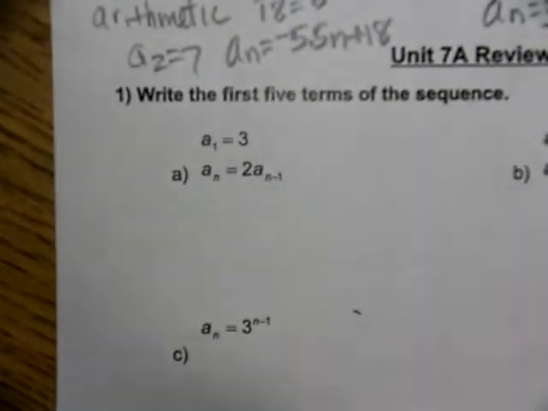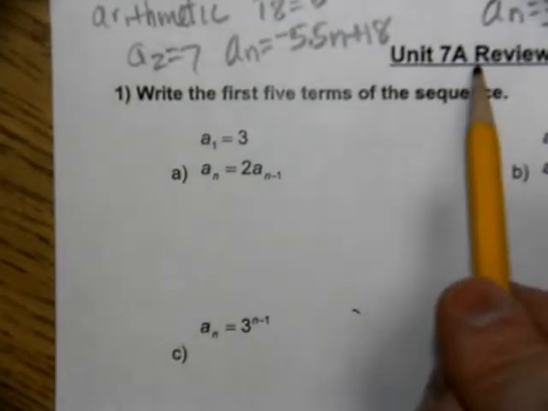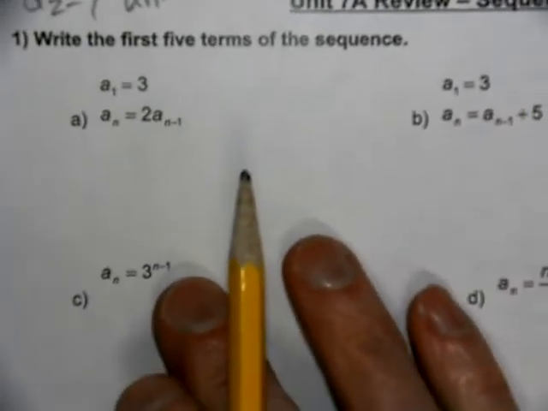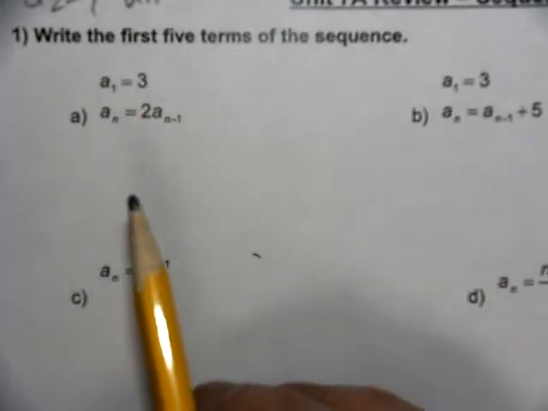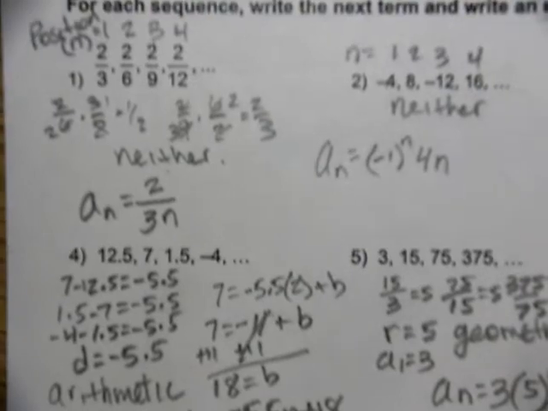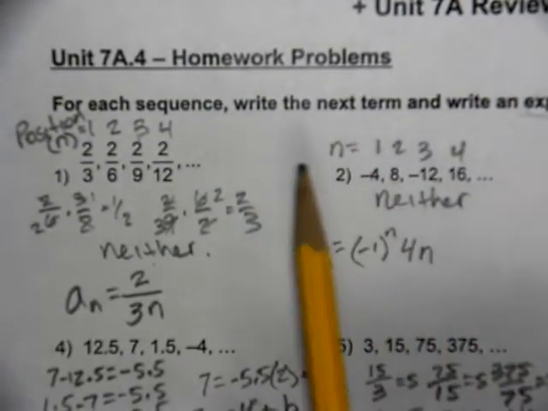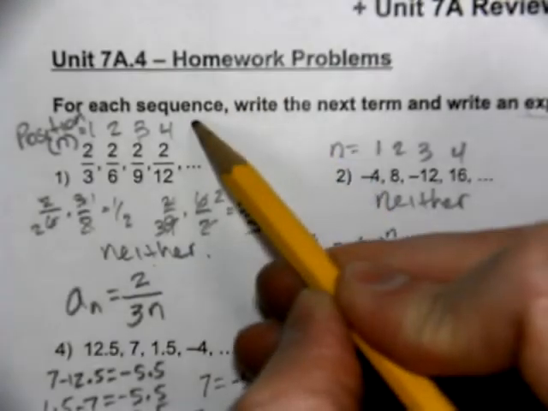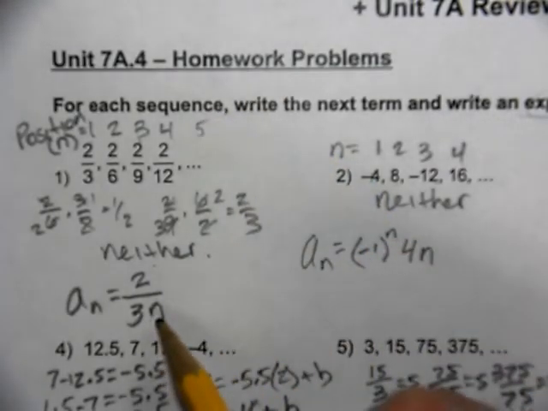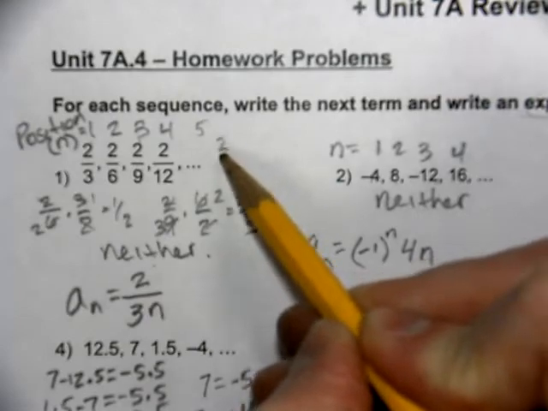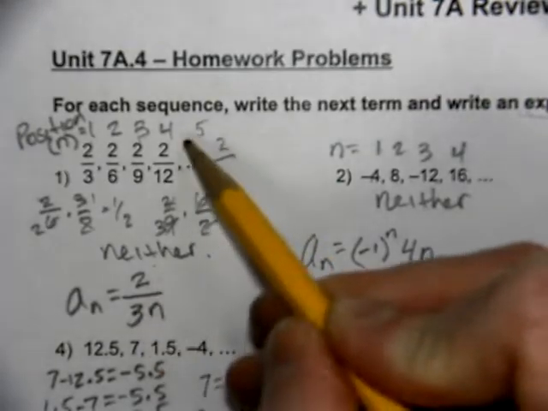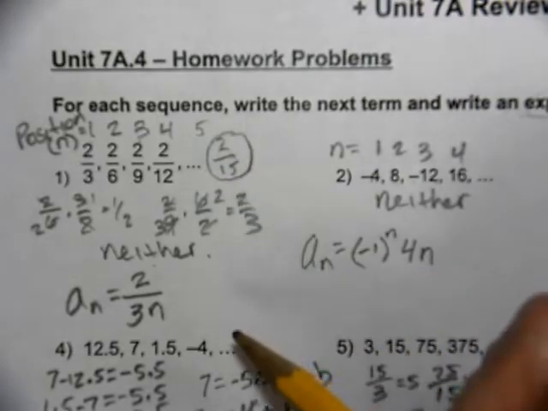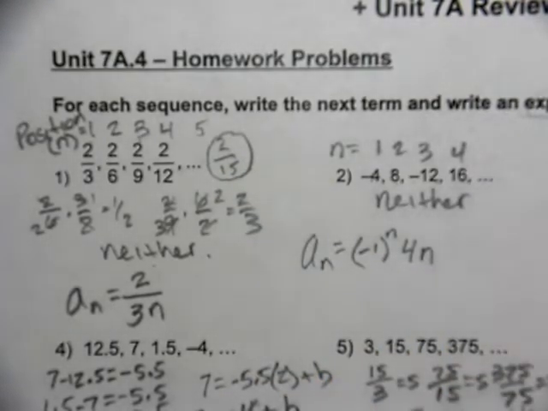Alright, this is more officially into the review now. This is a review on sequences. Let me slide back here quick though. Now I read the directions and it says that we need to write our next term. Alright, so if this was a 5 and we're going to follow our rule, it would be 2 over 3 times 5. That would have been our next term.